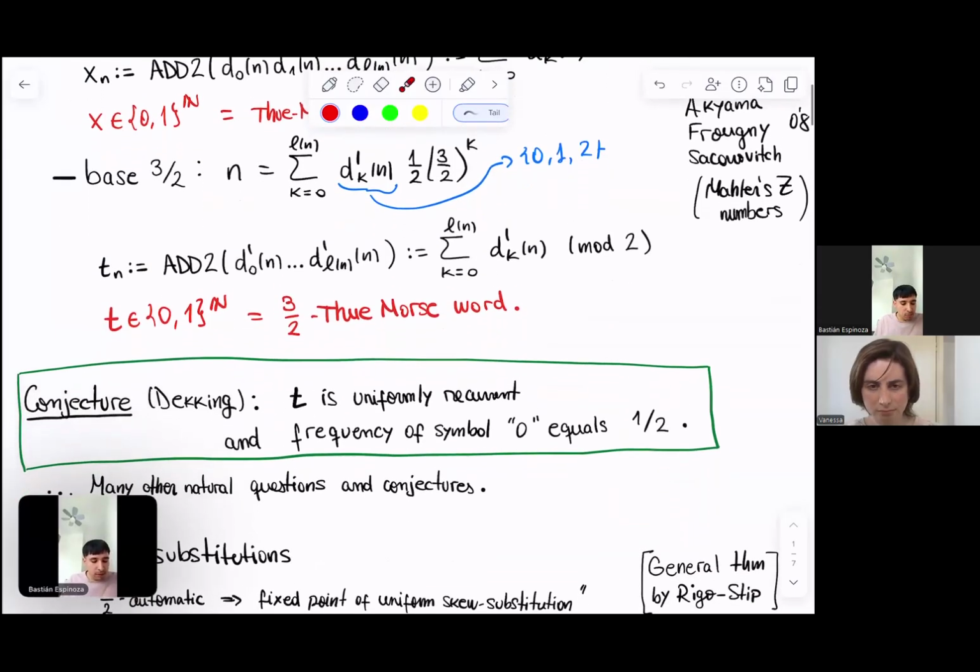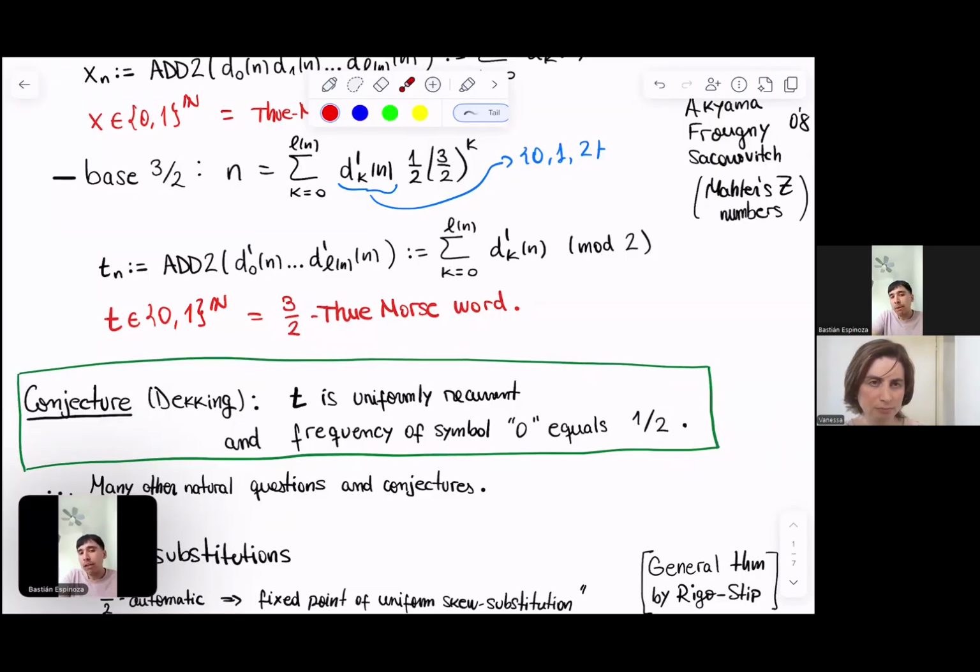Okay, here, more precisely, I want to start by stating a conjecture by Becking from 2020 or 2021. He made several conjectures, but we're going to focus for this talk on only two. In the paper, we have also addressed other conjectures of Becking. The first one is the fact that Becking conjectured, based on some numerical experiments, that T, the Thue-Morse word, is uniformly recurrent.